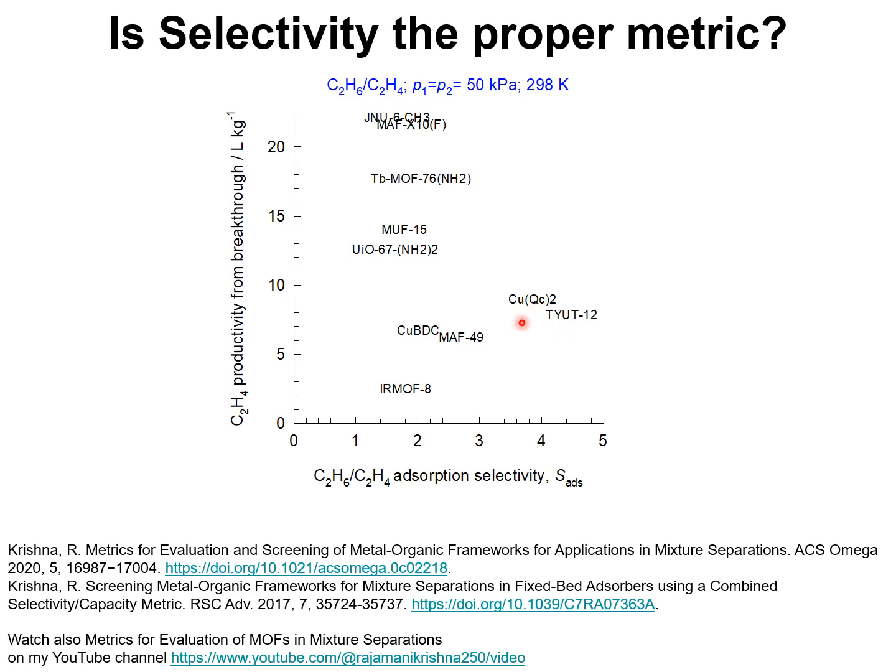And for example here, the oft-cited MOF copper QC2 has an adsorption selectivity of 4, but a very modest C2H4 productivity. Note that this productivity is expressed in liters per kilogram.